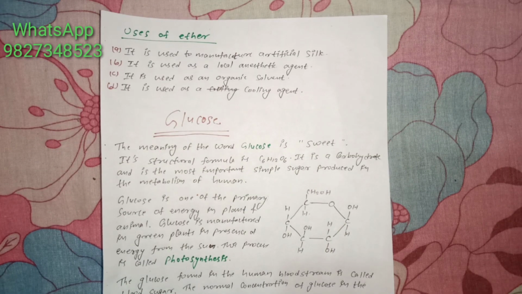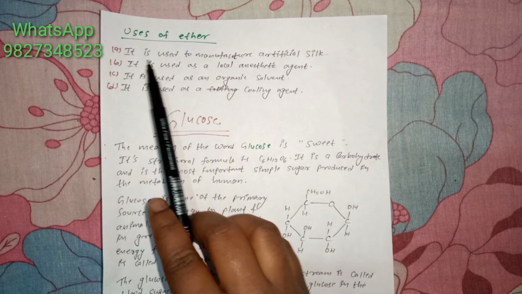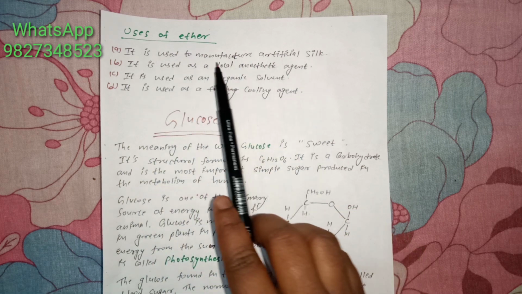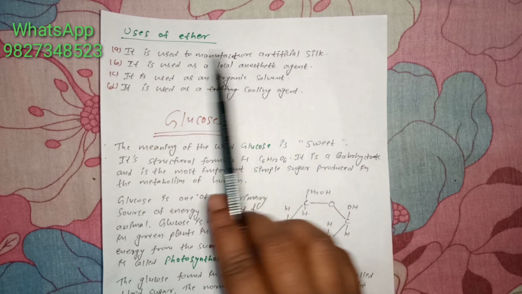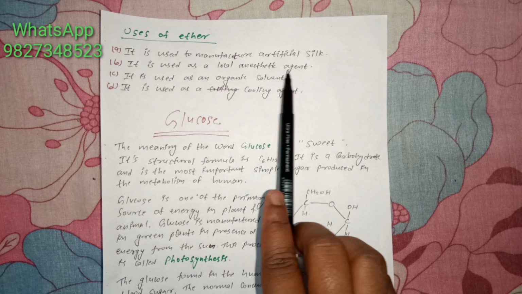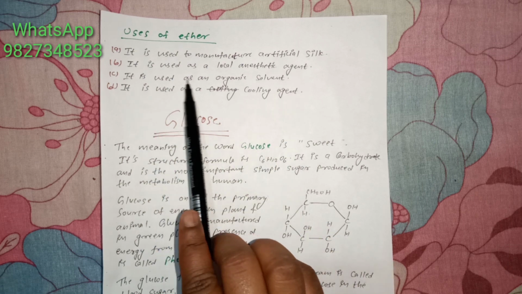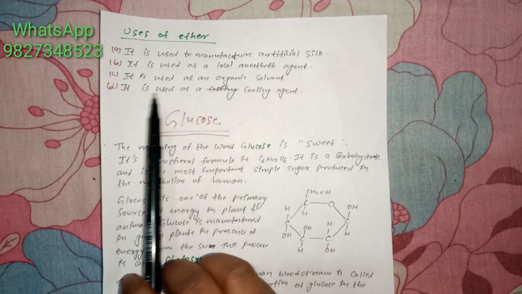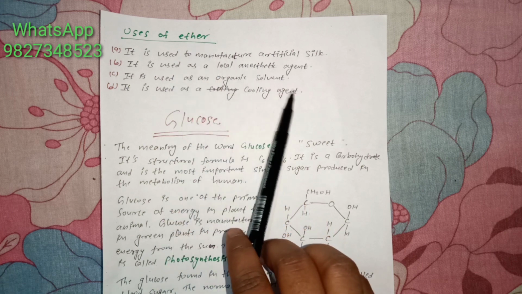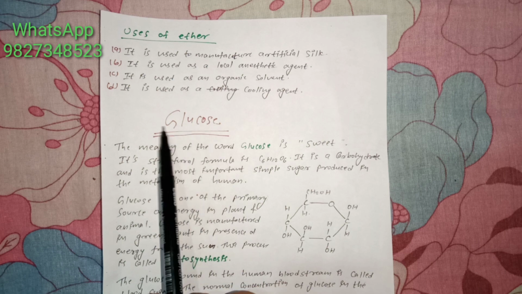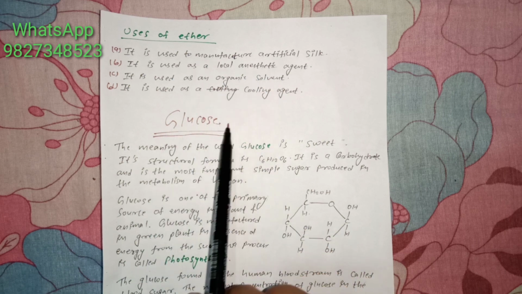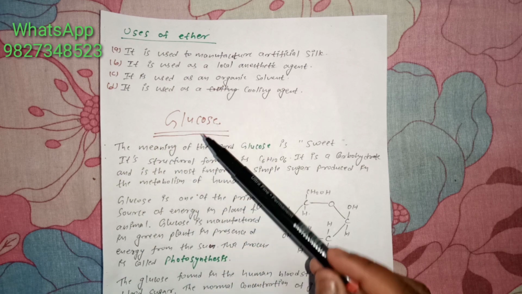Now let's see some of the uses of ether. It is used in the manufacture of artificial silk. Another use is as a local anesthetic agent. It is used as an organic solvent, as well as a cooling agent. These are some of the uses of ether. There are many more uses, you can find them on Google. I have written only four uses. So that's all for ether.